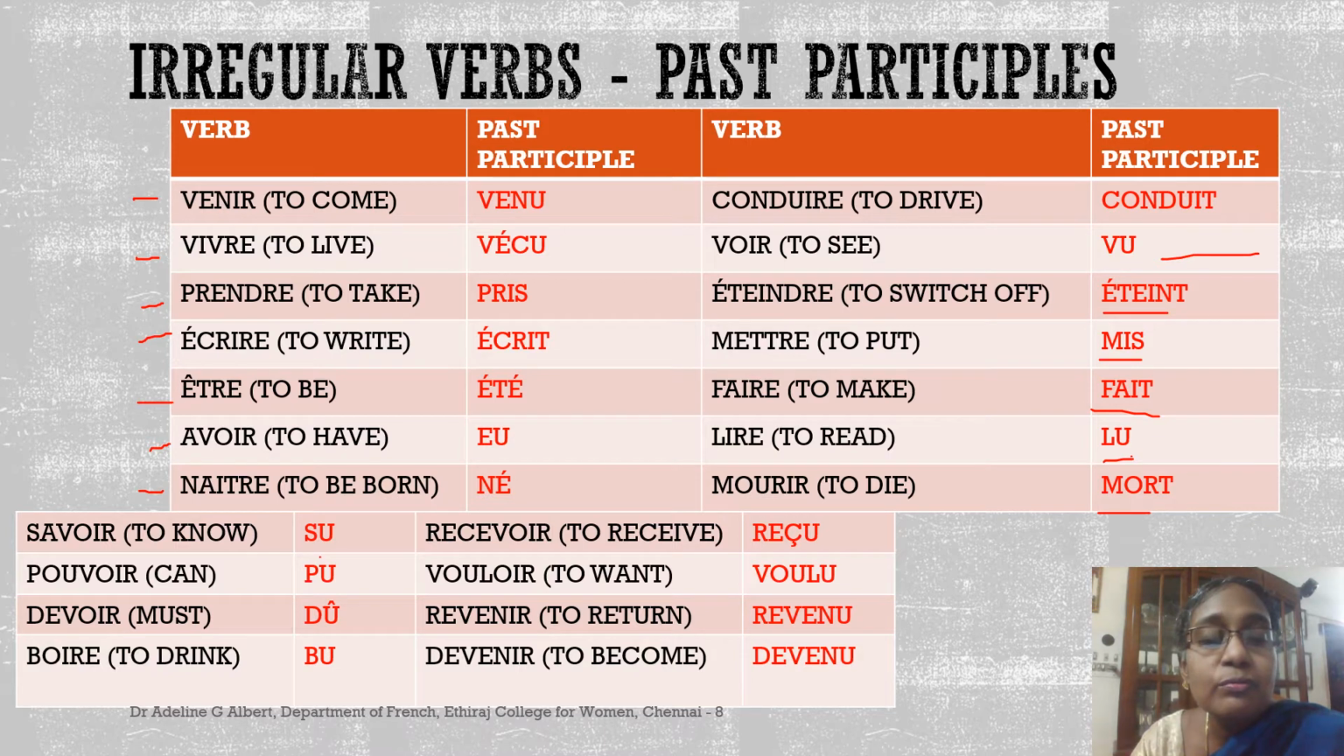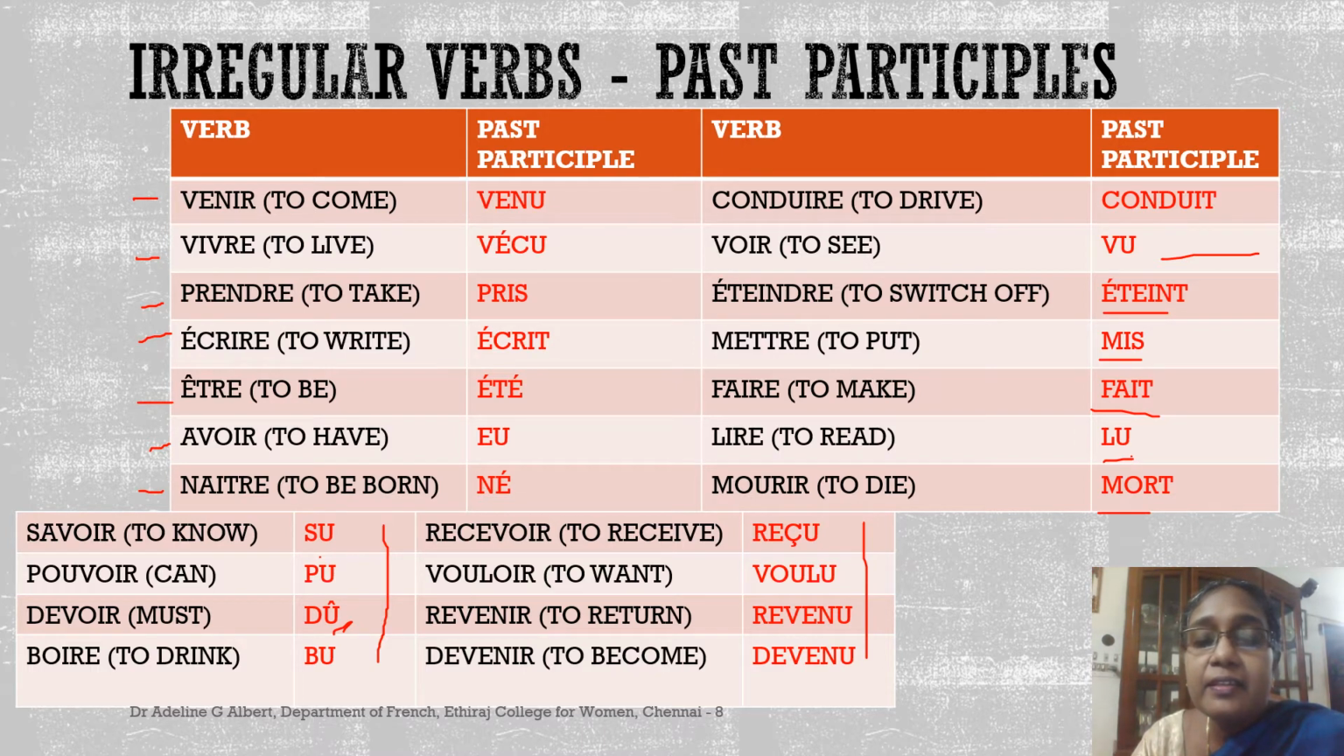Savoir is su, pouvoir is pu, devoir is dû, boire is bu. Now devoir has an accent on the U. Every other verb in this category does not have an accent on the U. Recevoir is reçu, which also means receipt, by the way. Vouloir, voulu.